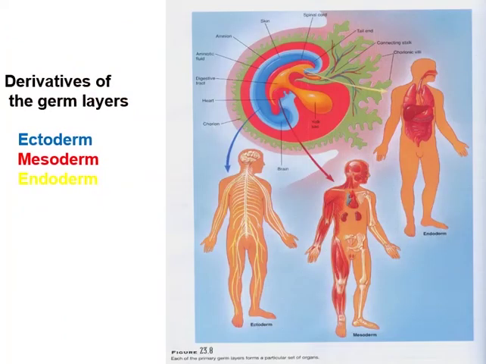This figure shows the derivatives of the three germ layers. Here we have the derivatives of ectoderm, including skin, central and peripheral nervous system. Here the derivatives of mesoderm, including muscles, heart, kidneys, bones, and so on. And these are the derivatives of endoderm, including the digestive tract or gastrointestinal tract, liver, and epithelium of lungs and respiratory tract.